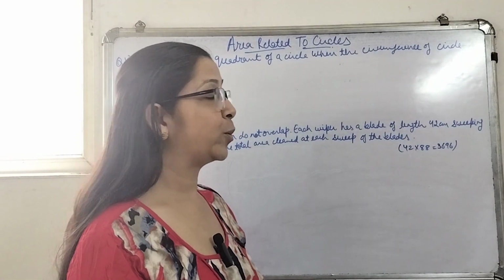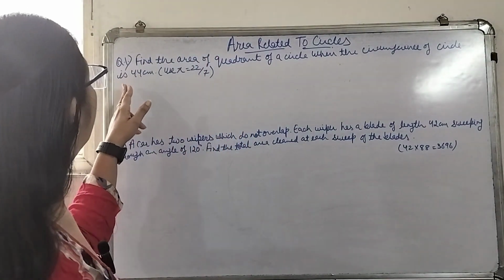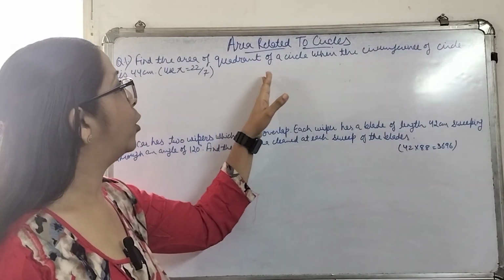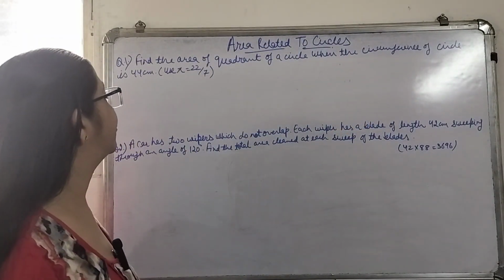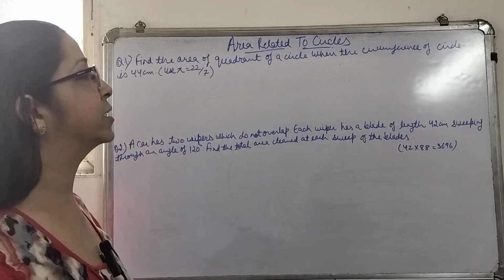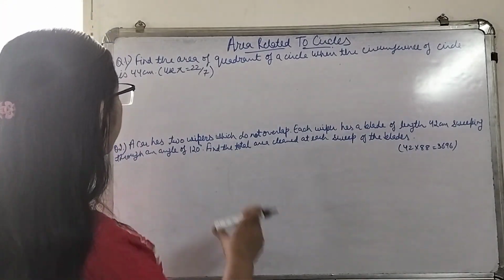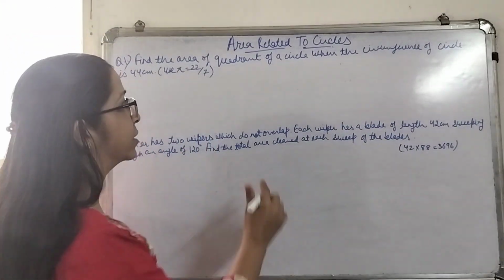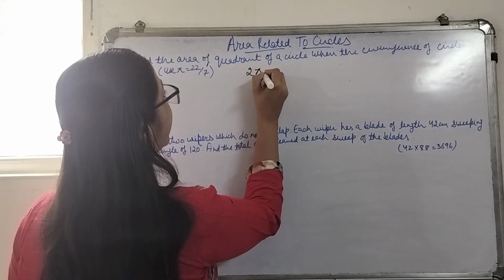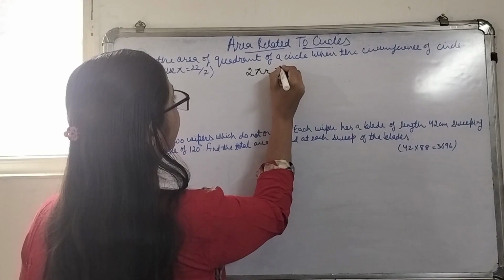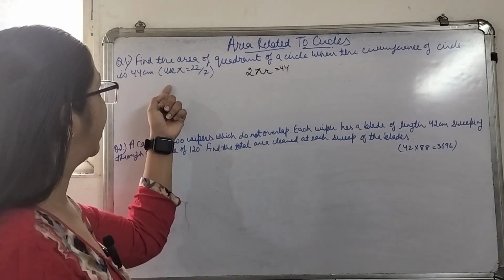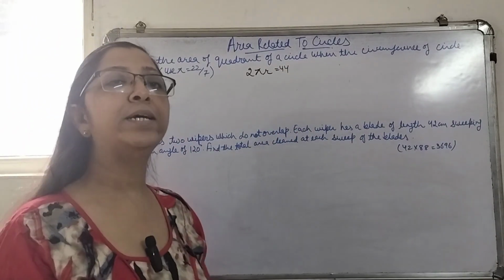So let's start the questions. Find the area of a quadrant of a circle when the circumference of the circle is 44. Circumference of the circle is given to us as 44. We know that the circumference of a circle is given by 2 pi r, and it is equivalent to 44. The value of pi we have to use is 22 by 7.